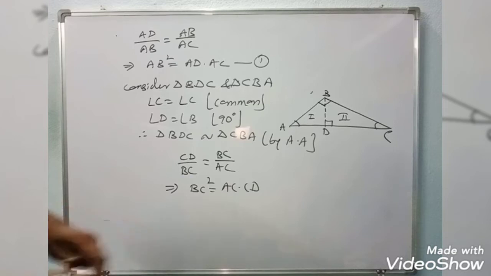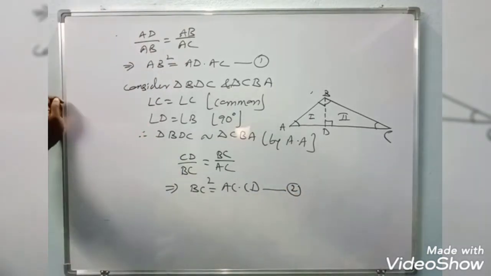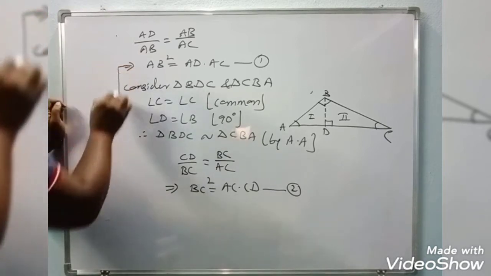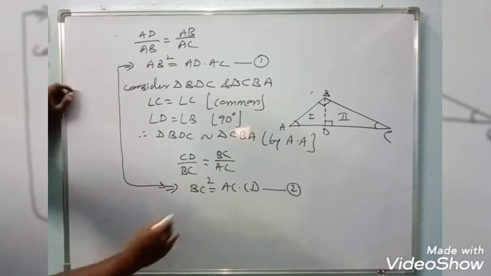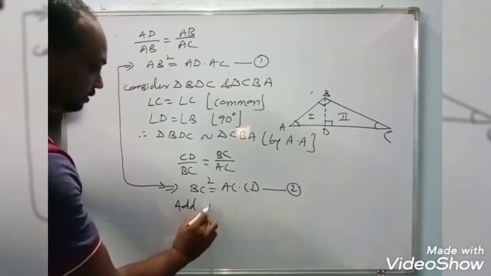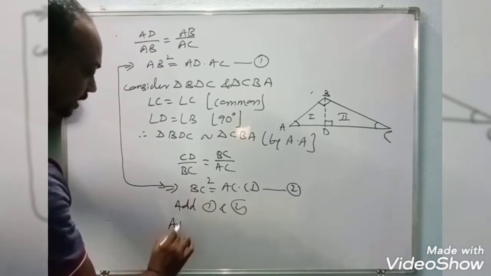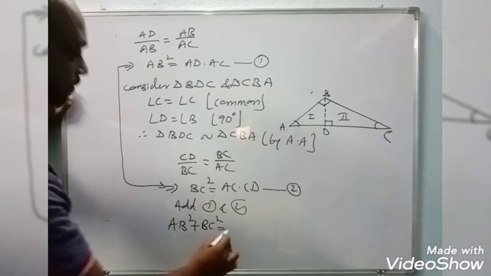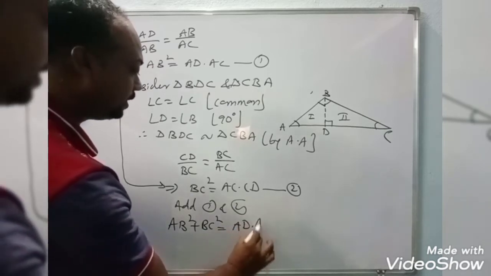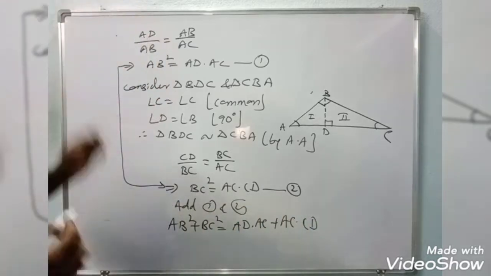Clear? So I am denoting this one as second equation. Now after that, I am adding your first equation with your second equation, means I am adding these two equations. So add 1 and 2. Now if I add 1 and 2, what you will get here? AB square plus BC square is equal to AD into AC plus AC into CD, right?